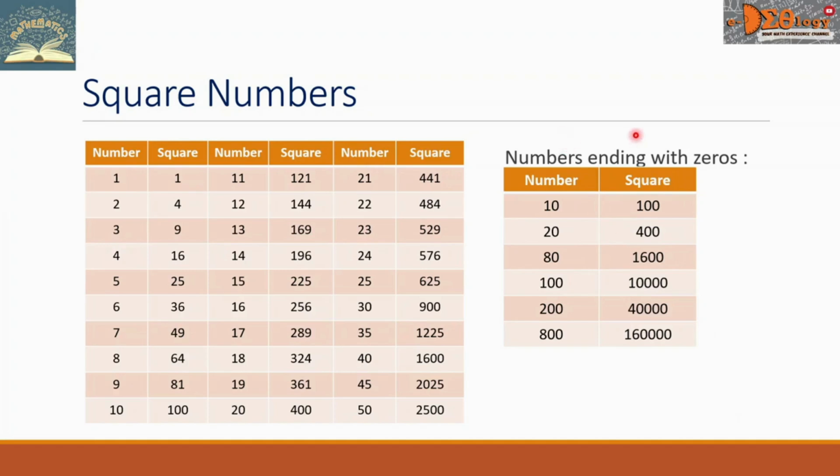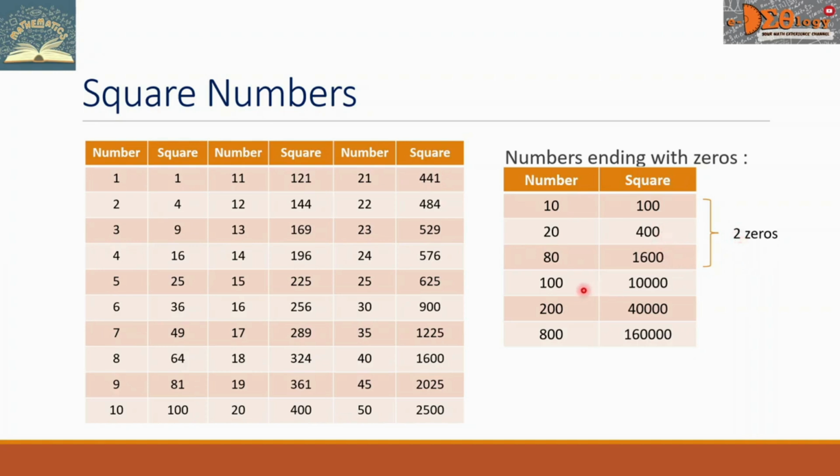What about numbers ending with zeros? Look at the first 3 examples. For number 10, the square is 100. For number 20, the square is 400. For number 80, the square is 1600. For a number with 1 zero, the square will have 2 zeros.